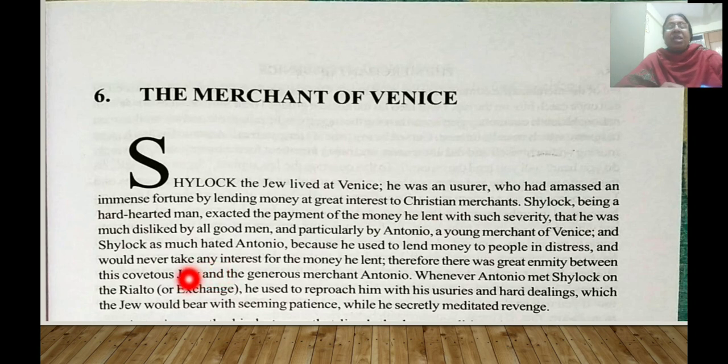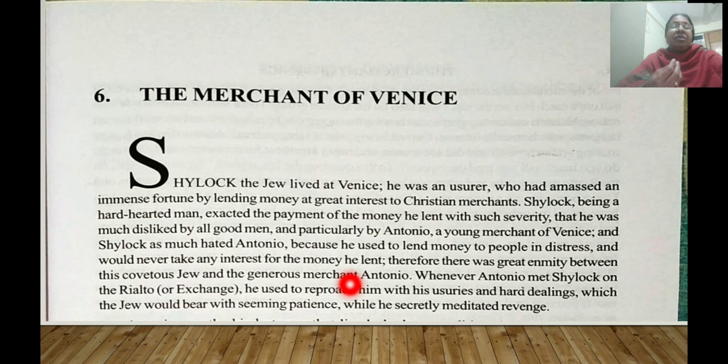It's the place where the merchants would meet and talk about business, and they had their business dealings over there. So this was the stock exchange of Venice. Just like we have the Bombay Stock Exchange in India, in the same way they had the Venice Stock Exchange named the Rialto. So he used to reproach him.